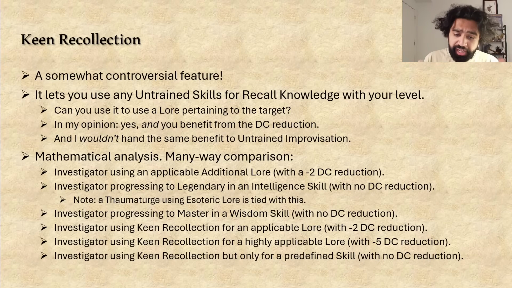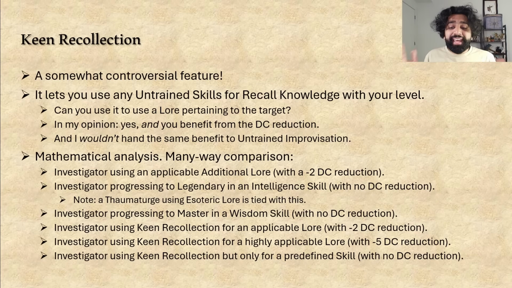And a quick note I forgot to mention, the investigator using keen recollection for a predefined skill has no item bonus involved in their calculation. This is because you probably wouldn't have an item bonus to a skill that you're not even trained in. Maybe a +1 at the very highest level. Sometimes you get random +1 item bonuses you didn't know about, but I'm just assuming no item bonus. And the results are exactly as bad as you'd expect for that case.